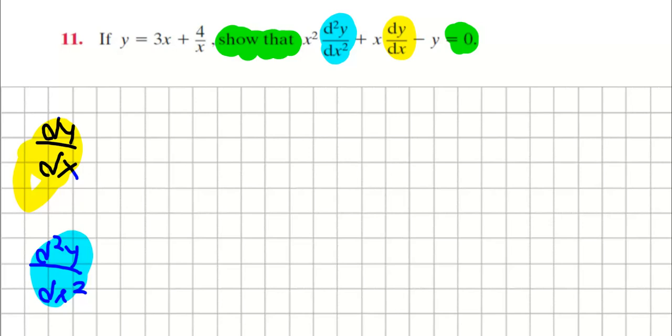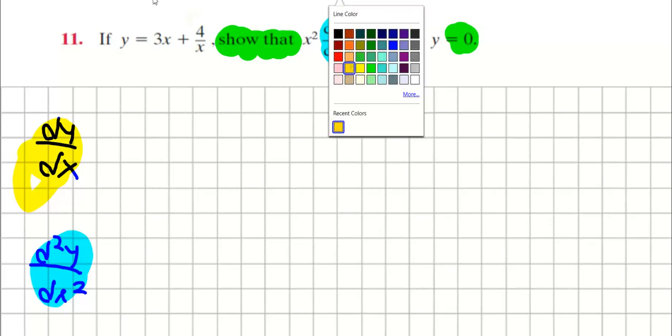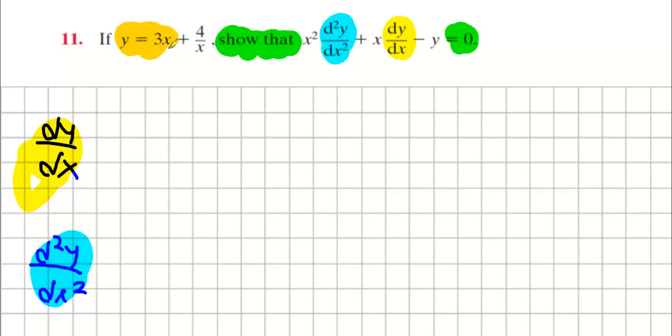And finally, the last color, so I don't forget, I'll pick another color that's light. Everybody see the y value at the start? That y value gets chucked in there. So you ready to attempt this? Do the first derivative, do the second derivative, get your y value and sub it all into the equation.